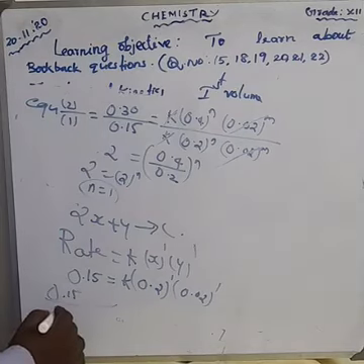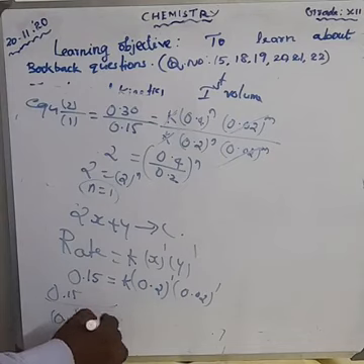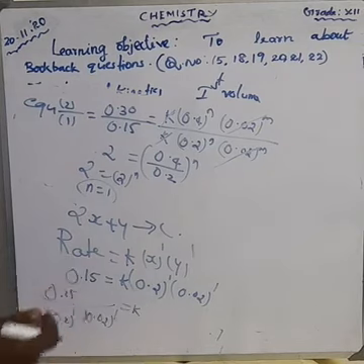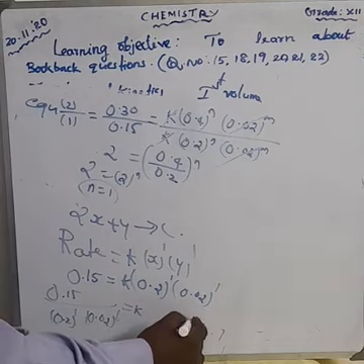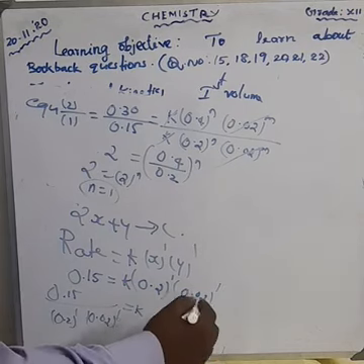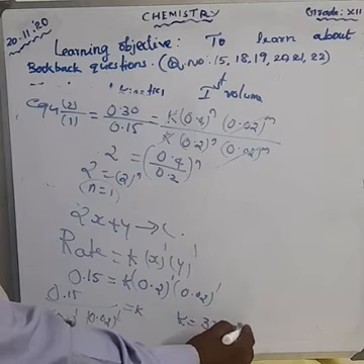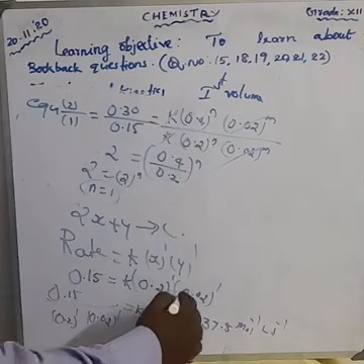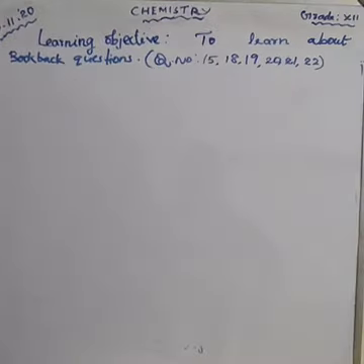So we can write 0.15 divided by 0.082 into 0.021. That is, it can be taken as K. So as per dividing, K is equal to 37.5 mole inverse, and as per the unit, L s minus 1. This is the answer for K. Okay, the rate. Next, question number 21.